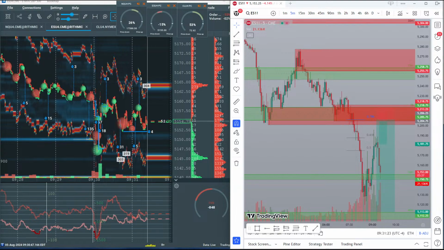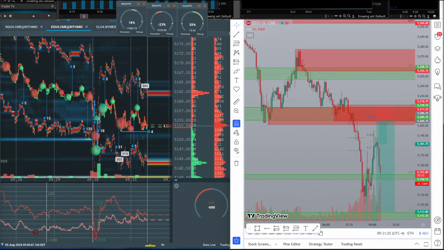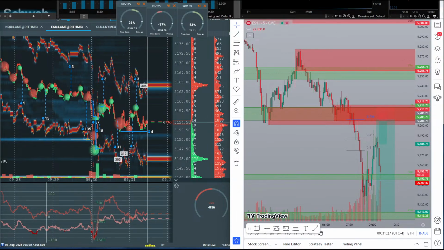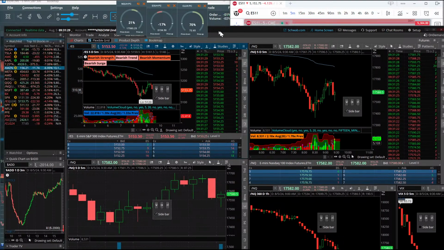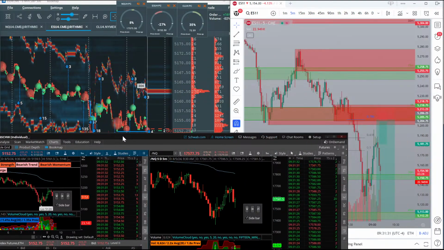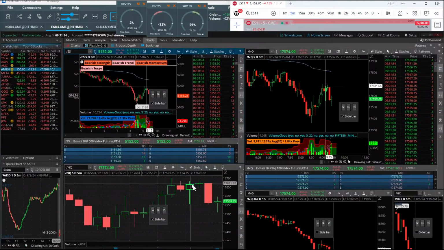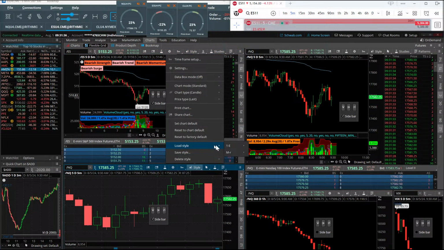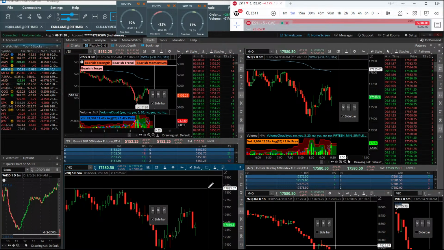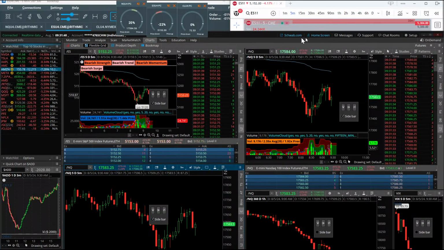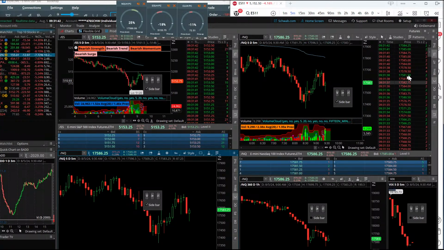Alright, here, I'll show you guys. Let me make sure everything's off. Show you guys what I'm doing on Schwab right now. First, let's make sure ES and NQ aren't doing anything crazy. I'm just trying to see. Load style. ES and NQ. Perfect. Okay.